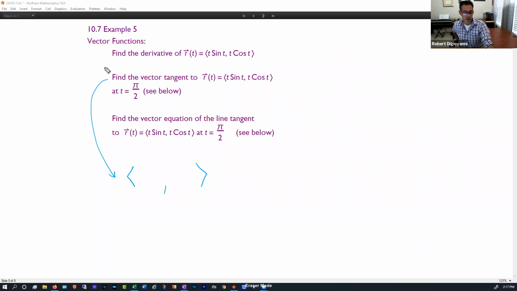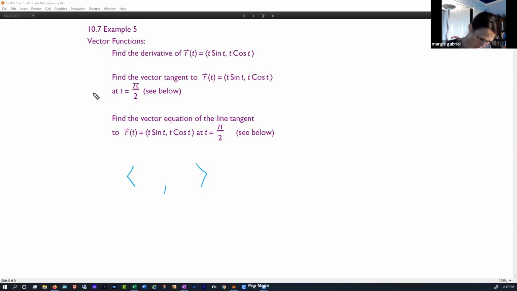Let's see, make sure I got this. I've got some scribbles here. So group, correct me if I start going off the reservation here. I have 1, right? Yeah, 1 and then negative pi over 2.